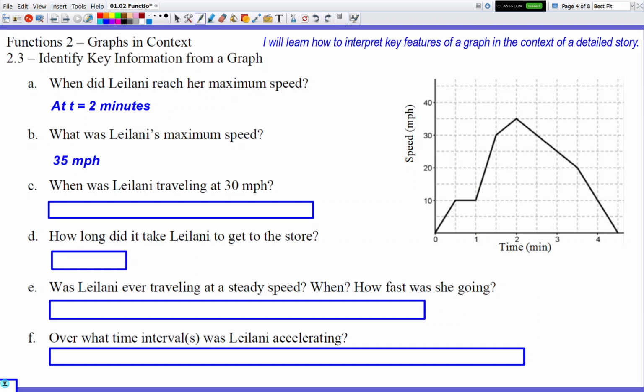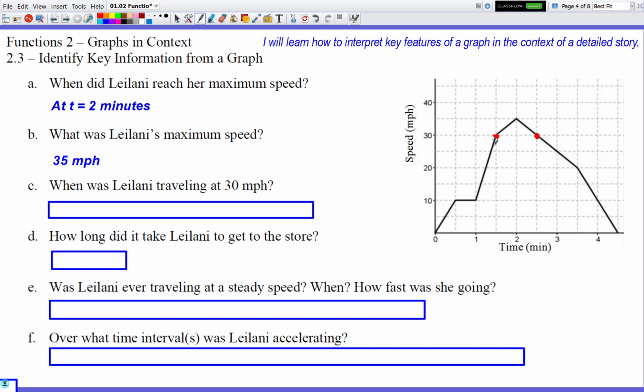When was Leilani traveling at 30 miles an hour? So let's look for 30 on the y-axis. It's right there. And let's go straight across till we hit the graph. So we hit 30 right here, and we hit 30 right there. Okay, so she hits 30 miles an hour twice during her journey. So it says, when was she traveling at 30 miles an hour?